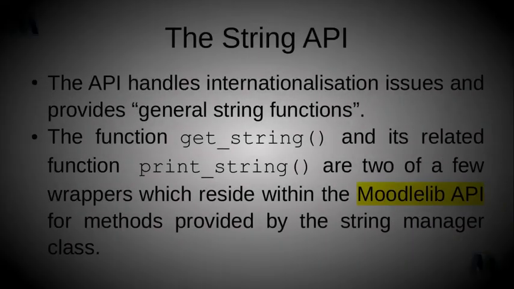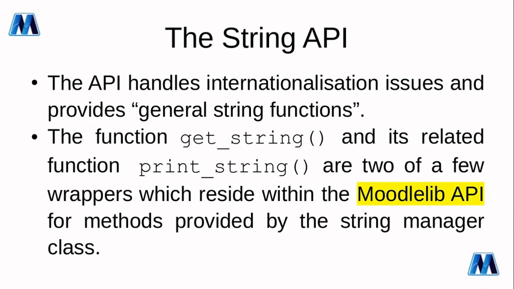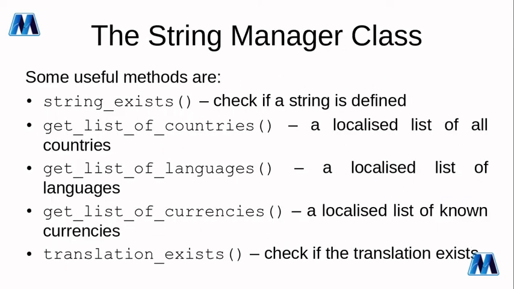Probably best to have single quotes for all your strings, unless it's absolutely necessary, or it's easier to use double quotes. Now would be a good time to just have a deeper look at the string API. So the string language files are part of the string API, and this handles, like I mentioned, international languages, etc., and provides as well some general string functions. The functions I spoke about earlier, get_string and print_string, are two of a few wrappers which actually reside within the Moodle lib API for methods provided by the string_manager class.